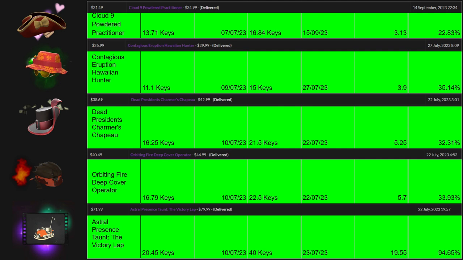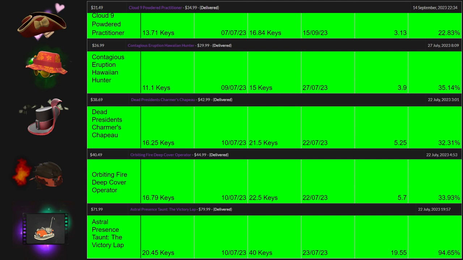Contagious Eruption Hawaii Hunter. A great margin in a small amount of time. I expect a very limited effect like this to sell quickly, even on a low tier heavy hat, and it did. Beware of market competitors though. Dead President's Charmers Chapio. This is a great looking spy hat that is an exception to my rule of low tier effects on high tier hats. It also sold extremely quickly for a good margin.